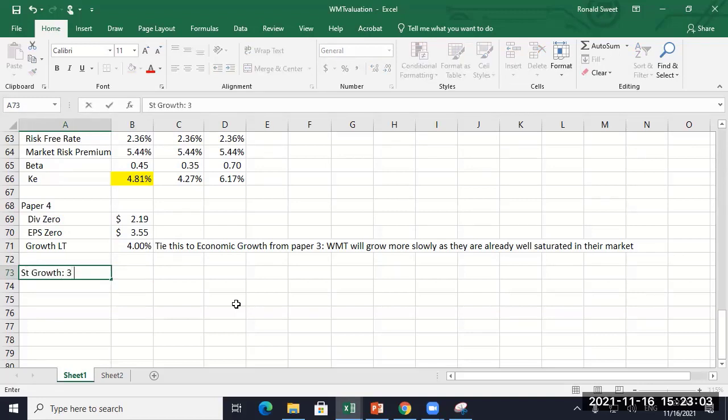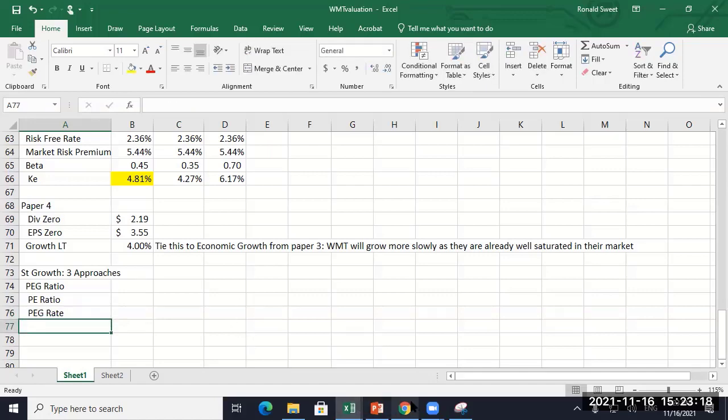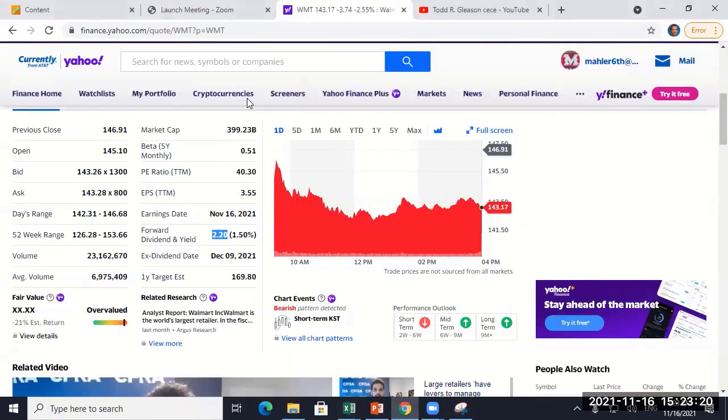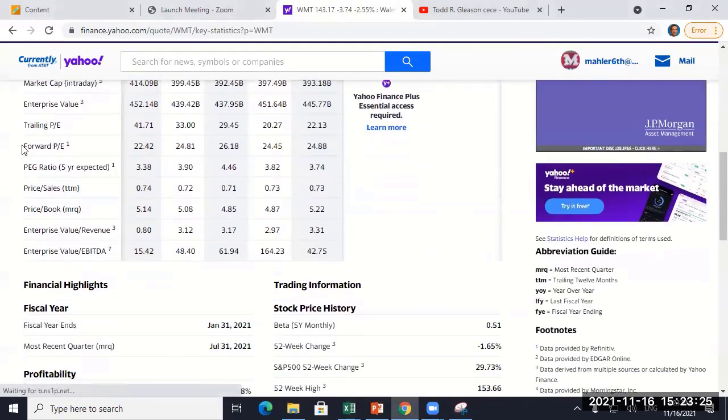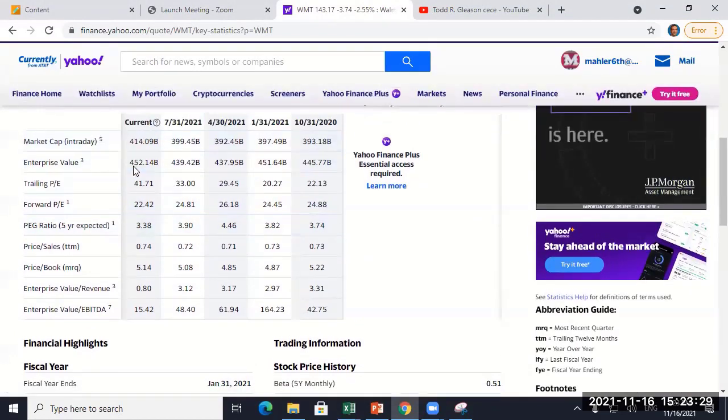So we've got the 3 approaches. One is the PEG ratio approach. So let's go get their PE ratio. Let's go get their PEG ratio. That you can just get on the statistics page. Which PE do we want? We want the forward PE. The forward PE is, be careful on these.